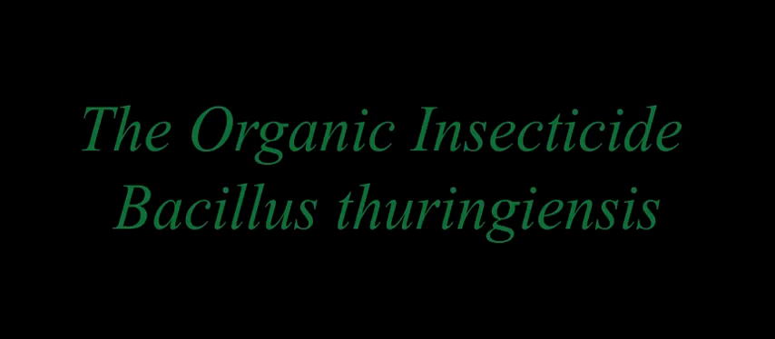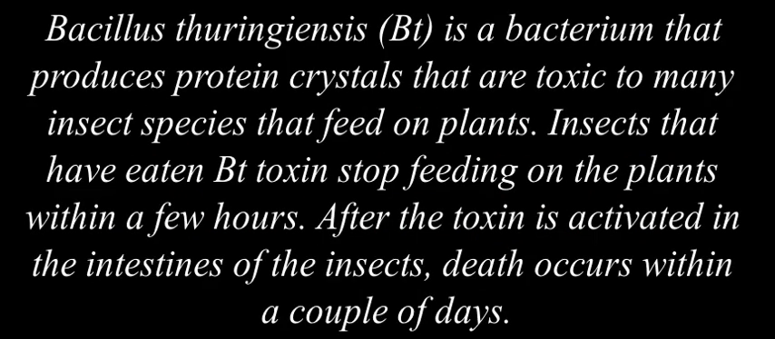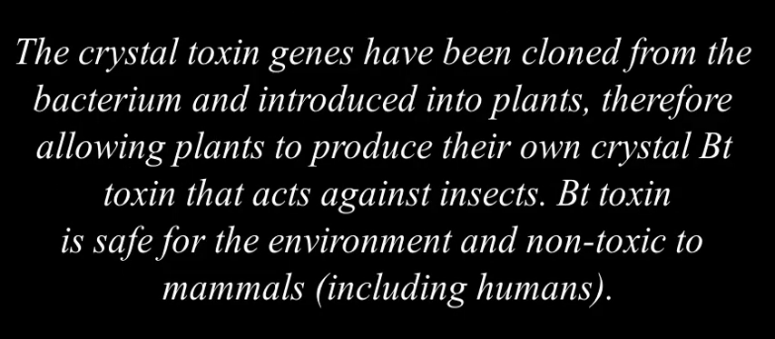The Organic Insecticide Bacillus thuringiensis. Bacillus thuringiensis, or BT, is a bacterium that produces protein crystals that are toxic to many insect species that feed on plants. Insects that have eaten BT toxin stop feeding on the plants within a few hours. After the toxin is activated in the intestines of the insects, death occurs within a couple of days. The crystal toxin genes have been cloned from the bacterium and introduced into plants, therefore allowing plants to produce their own crystal BT toxin that acts against insects.